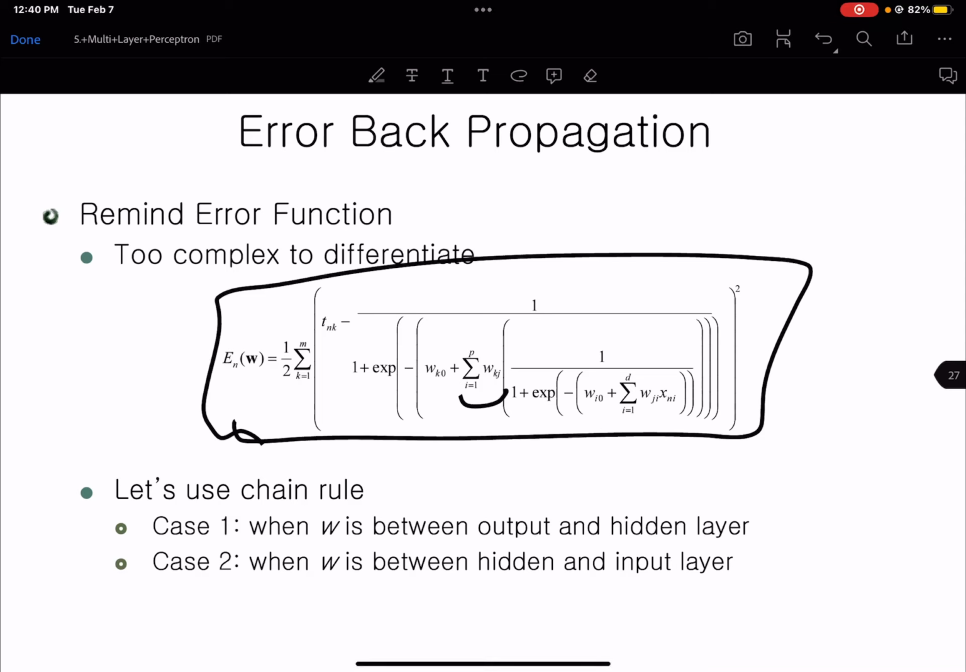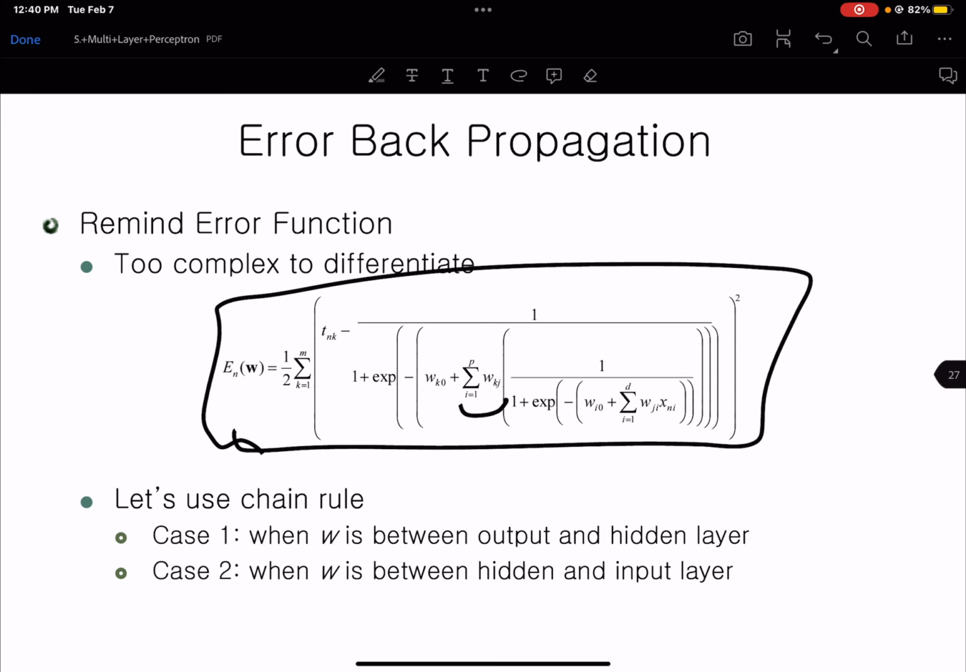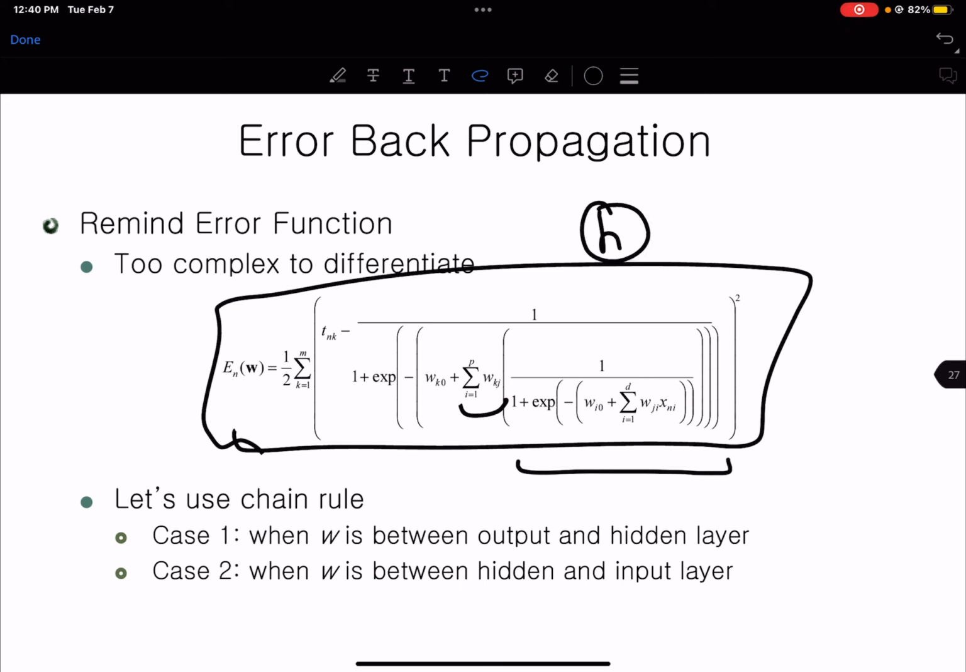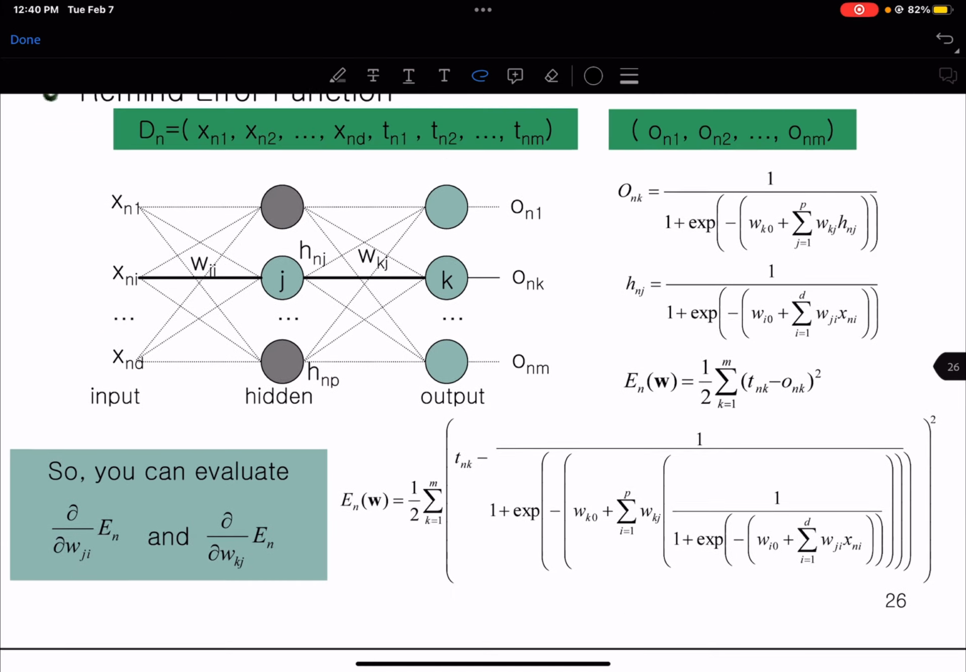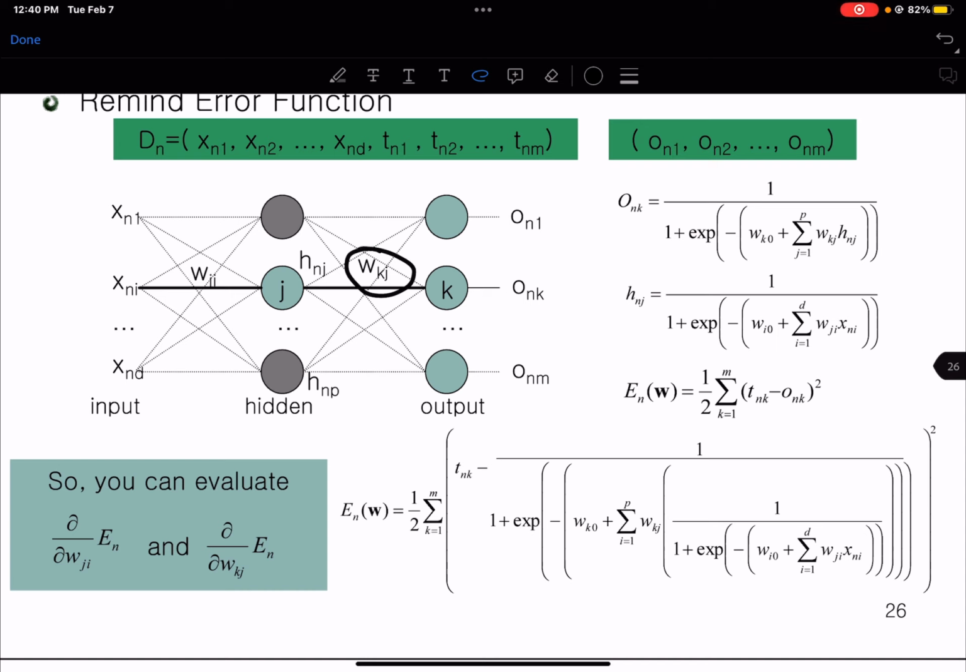So our error function would be first your input layer, that will combine into your hidden layer, this part, and then multiply it with the weight values from the hidden layer to your output layer.